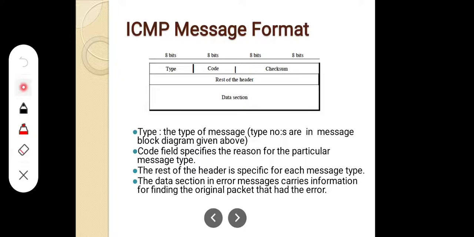Then the data section. The data section in the error message carries information for finding the original packet that had the error. So it contains the details of the packet that had the error. Those details will be present in the data section. Clear? That is ICMP. This is the ICMP message format, and this is the explanation for the Internet Control Message Protocol. Clear?